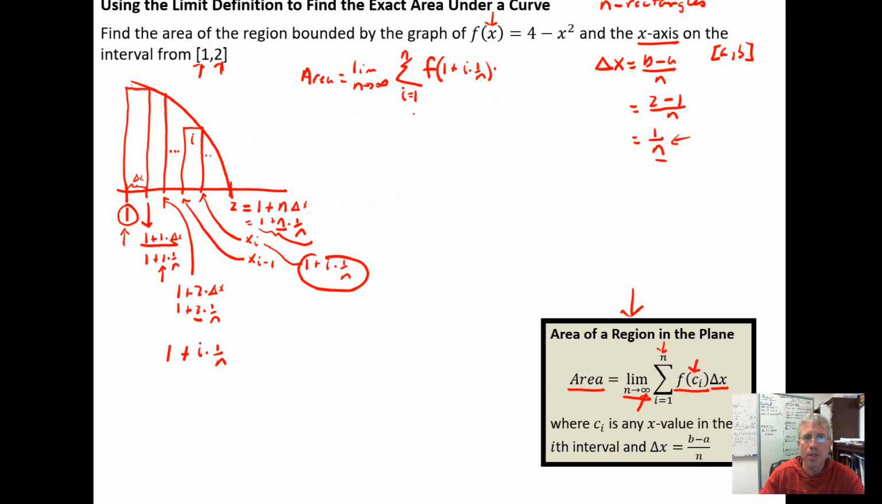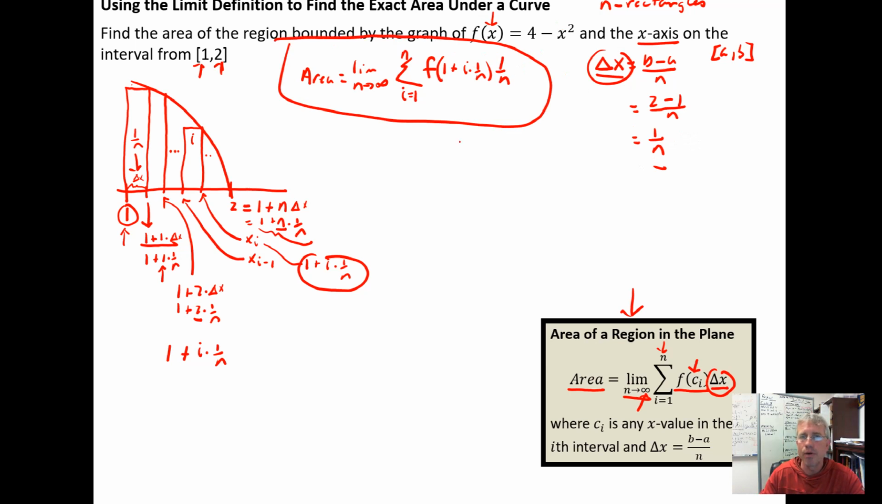And then we need to multiply by delta x. But delta x is just the width of each rectangle, and the rectangle widths are 1 over n. We've calculated that right here. So it's going to be times delta x, but delta x is 1 over n. So this is the area under the curve. And what remains to be done is that we actually do this calculation.